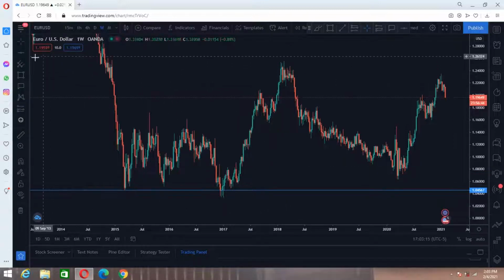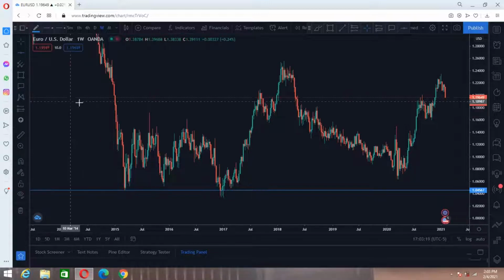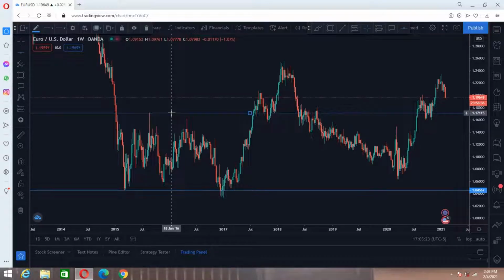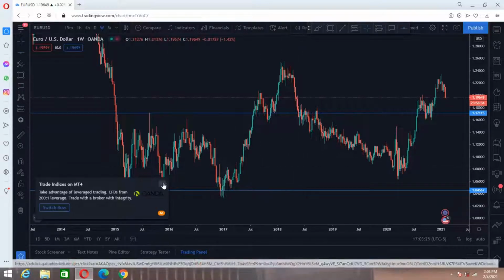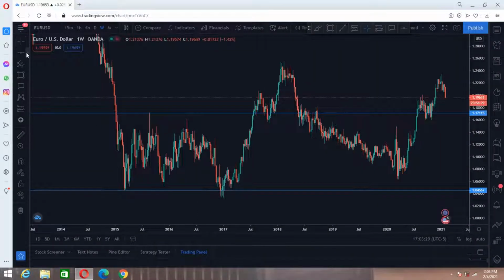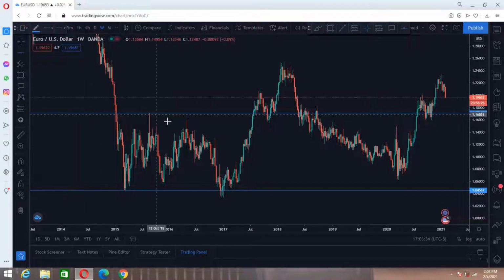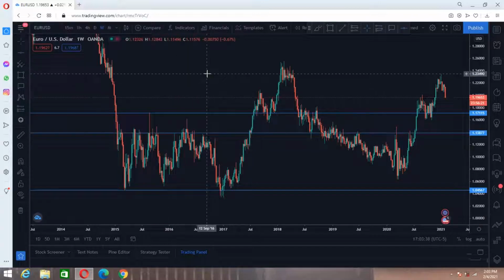This one is for the support, and normally when it's a big wick like this, I start here at the top and go to the lowest. So I just want to show you guys what I'm talking about.